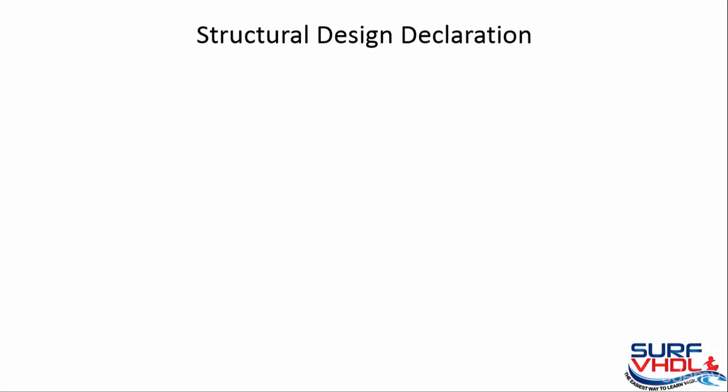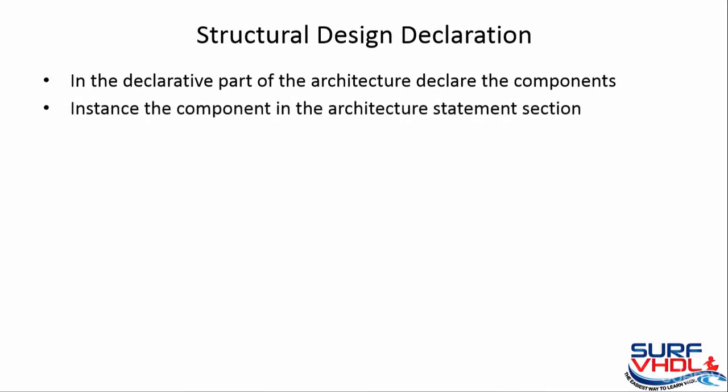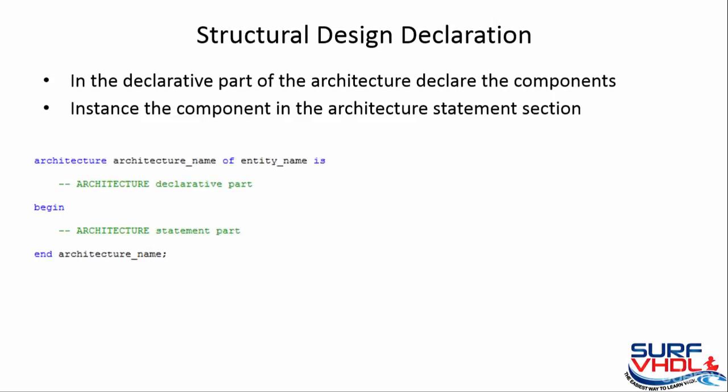In order to instance a component inside a design, you shall declare the component in the declarative part of the architecture, and instance the component in the architecture statement section. The declaration section of the architecture is included between the keywords is and begin. The statement section or concurrent section of the architecture is included between the keywords begin and end architecture name.